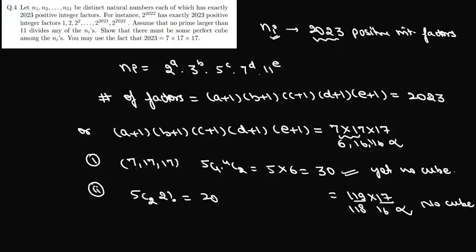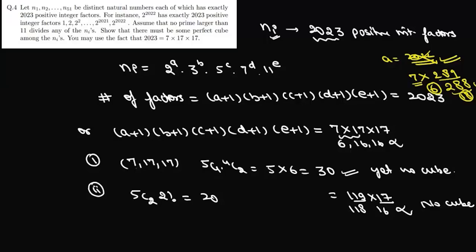Now our cases are done, but still we'll discuss some other possibilities. If you multiply all of them, then it is 2023. In this case, this a will be 2022, which is divisible by 3, so it is a cube. So we discard this possibility where we multiply all these 3. Another possibility is if we multiply 7 into 17 square. Now 17 square is 289. Now the exponents are 6 and 288, which is divisible by 3, and in this case also it will be a cube.